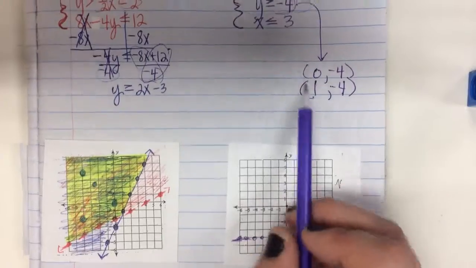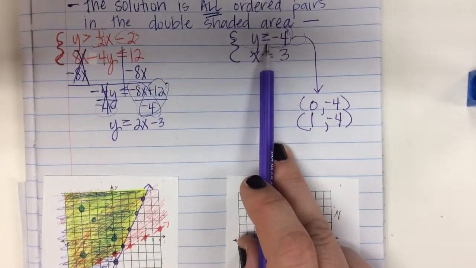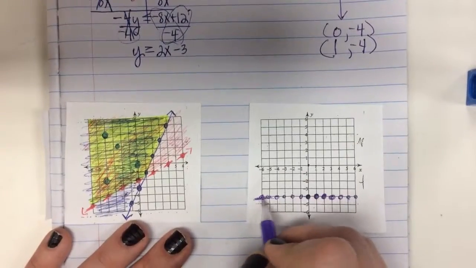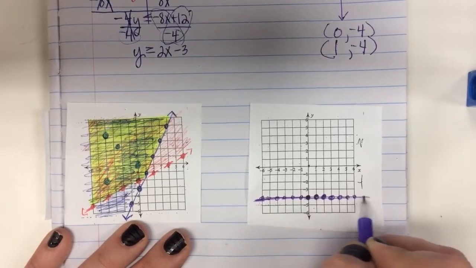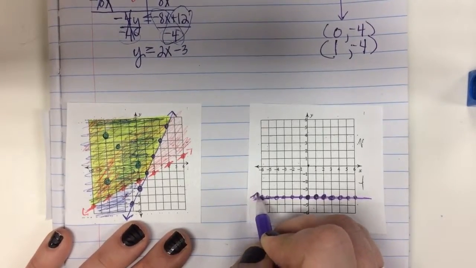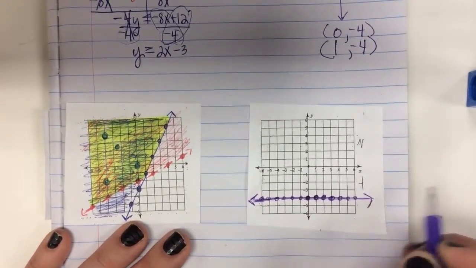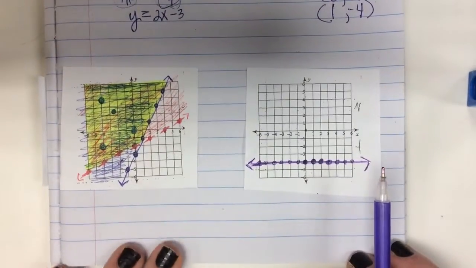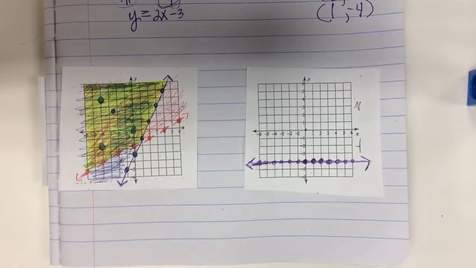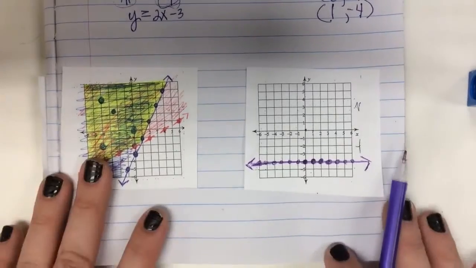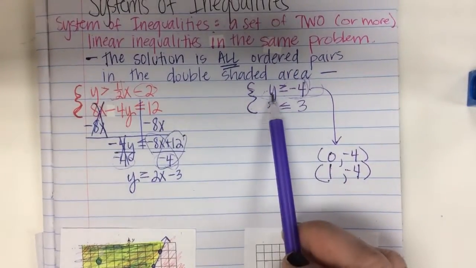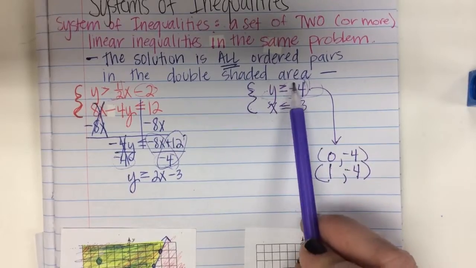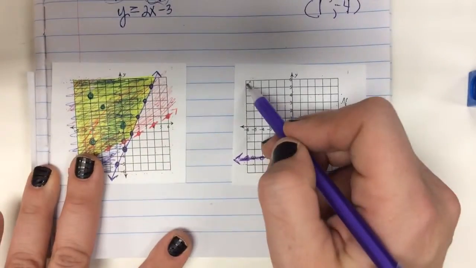Is this solid or dotted? Solid. And is y bigger, meaning go above, or is y smaller, meaning go below? Is y greater or is y less? Y is greater, so we go above.